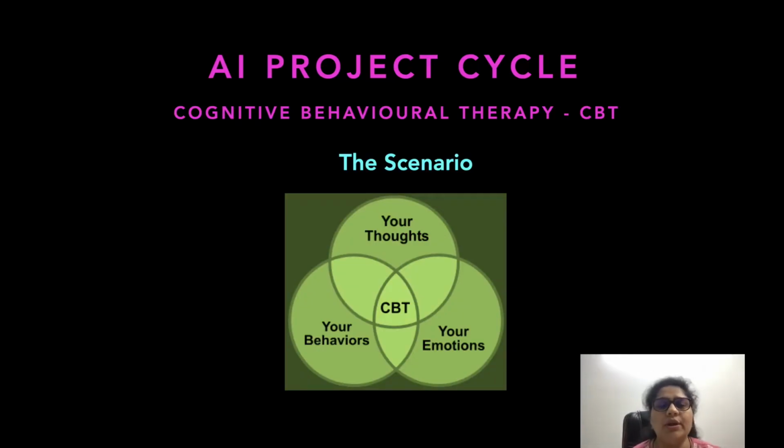Now let us start with the AI project lifecycle. You must have already studied this topic in your previous chapters, and in fact in class 9th also. But in this particular chapter, the topic is taken for a scenario which is closer to an NLP application, right? The topic taken is cognitive behavioral therapy. In short, we call it CBT, so I'll be using this term throughout.